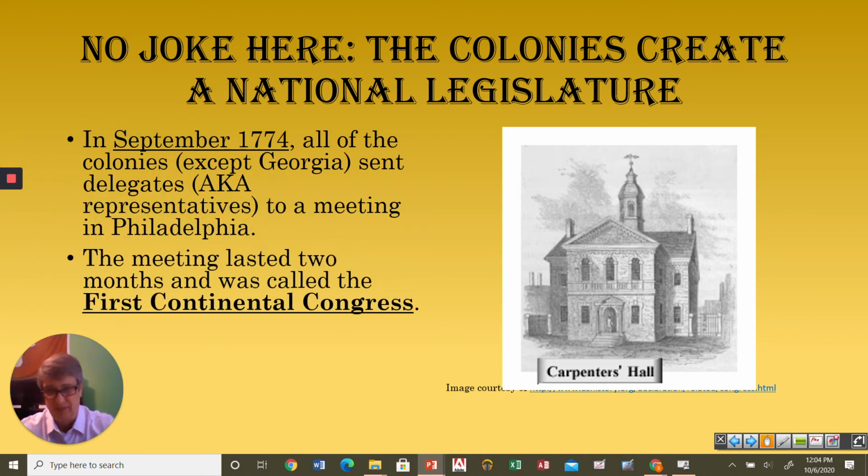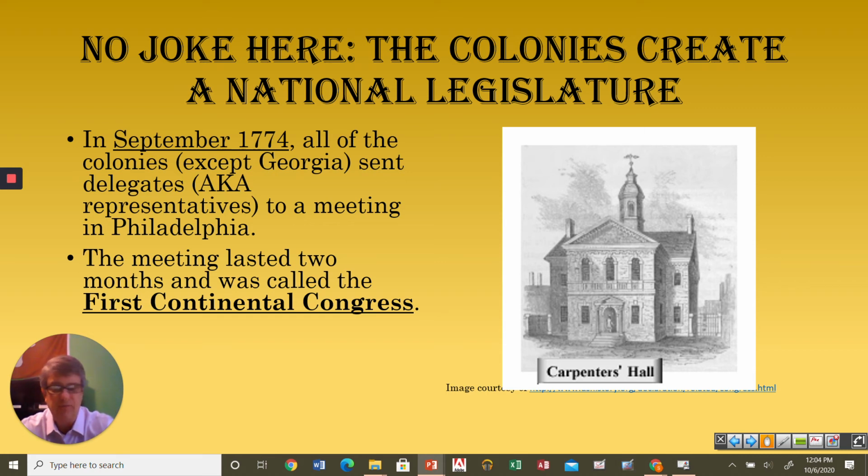And this meeting lasted 2 months and was called the First Continental Congress. All right, and so why this is so important is, as we've been discussing throughout this course, the 13 colonies before now had always acted completely independently. You had 13 colonies with 13 governments, and they really considered themselves to be British and to be separate countries from one another.